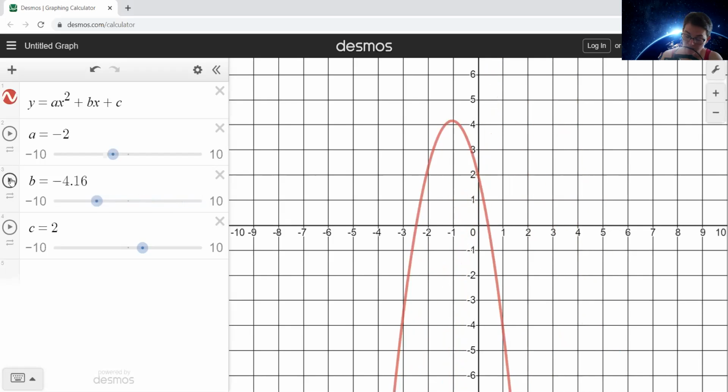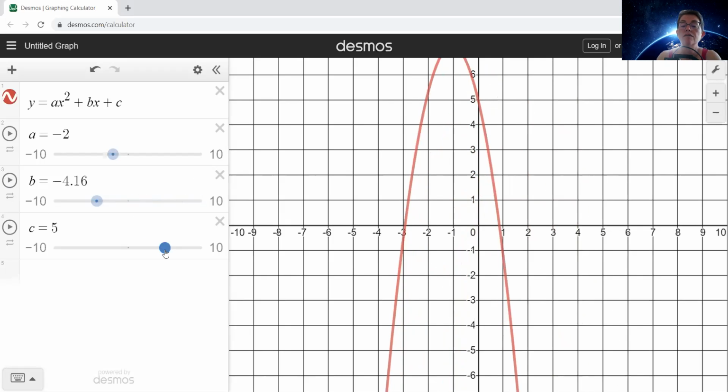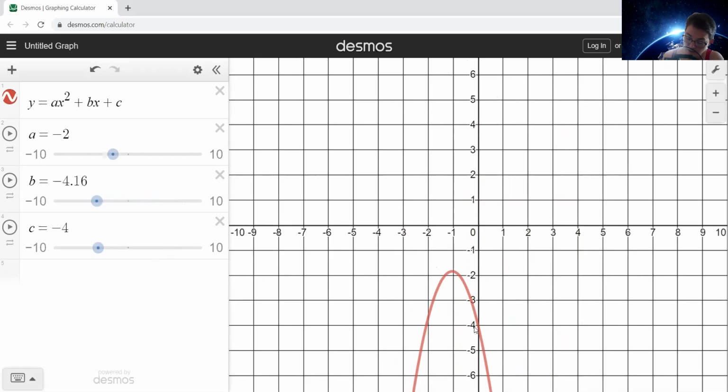All right. What relationship do you see between the value of c and the y-intercept? Well, if I move c, let's make c up to 5. And look, there's your y-intercept. And if I move it down to -4, there's your y-intercept. So c equals the y-intercept. And there we go. That is the end of the video on the introduction of the standard form, video 7.8.